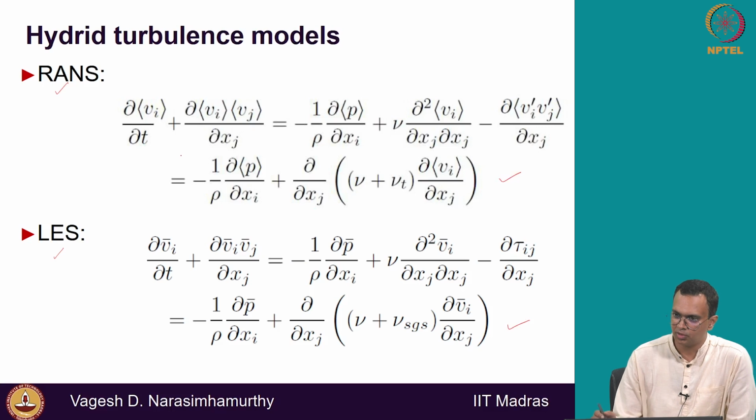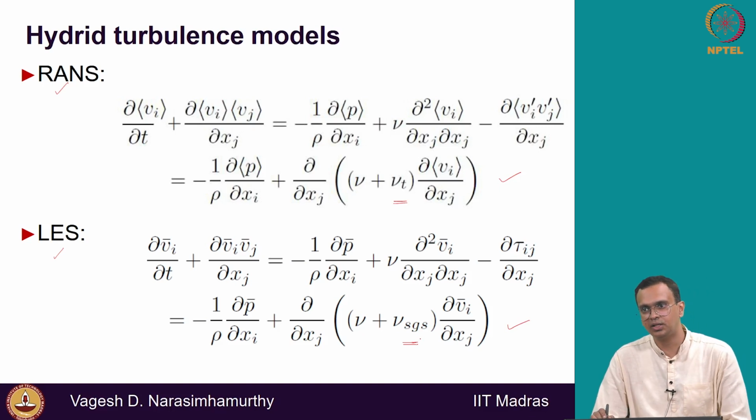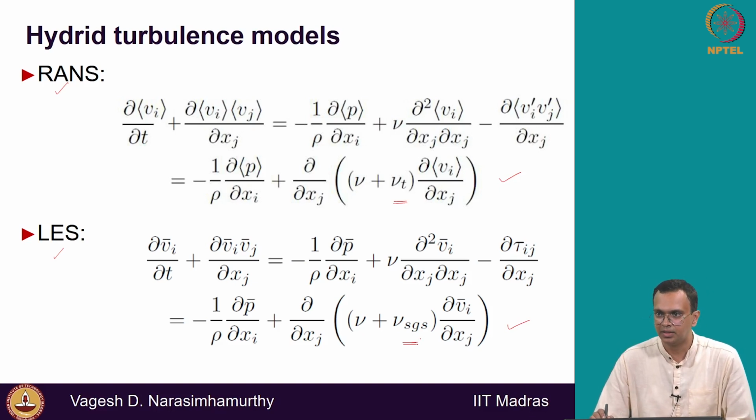both the RANS and LES look a lot similar except for these two terms, right. In RANS you are using eddy viscosity, in LES you are using SGS viscosity. So there is actually an idea that if you have a RANS solver, you can convert it into an LES solver and vice versa by just simply switching from eddy viscosity to SGS viscosity. But the question is, where do you switch? Can I switch at whichever grid I want? Is it like grid by grid or zone by zone?